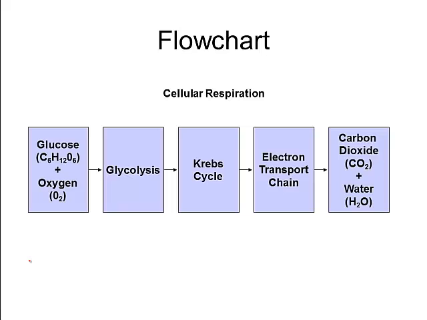Okay, so this is just a simple little flow chart kind of showing you the steps that go along. So remember, we're starting with our glucose and oxygen. We go through glycolysis, and remember, glycolysis is happening in the cytoplasm. And then when there's oxygen available, we move to the Krebs cycle and the electron transport chain, and those two are happening in the mitochondrion. And from that, we are going to get our carbon dioxide and water as waste products. But remember, the whole point of this is to get those 36 ATP out at the end.